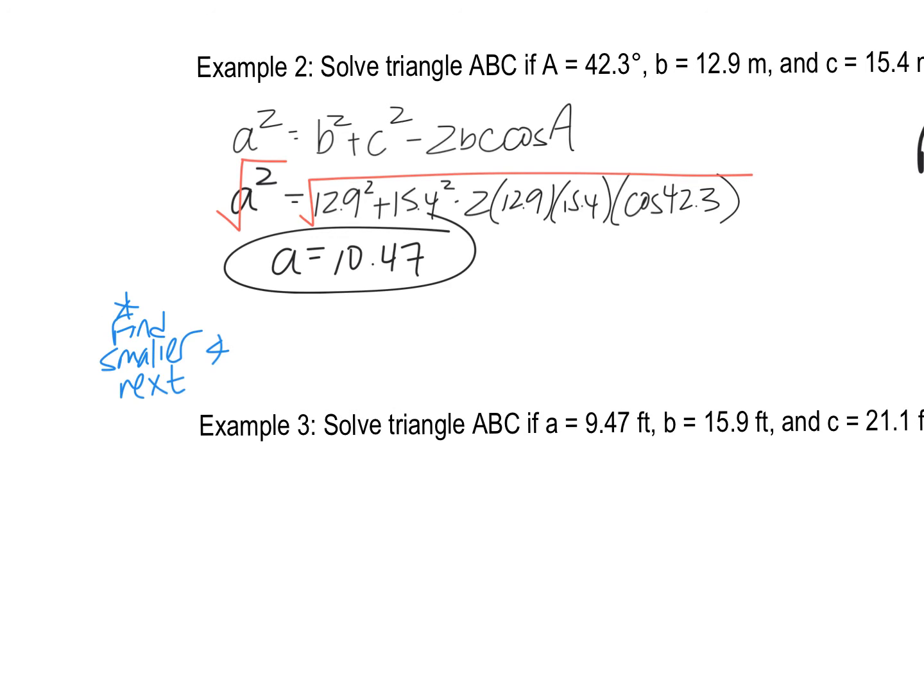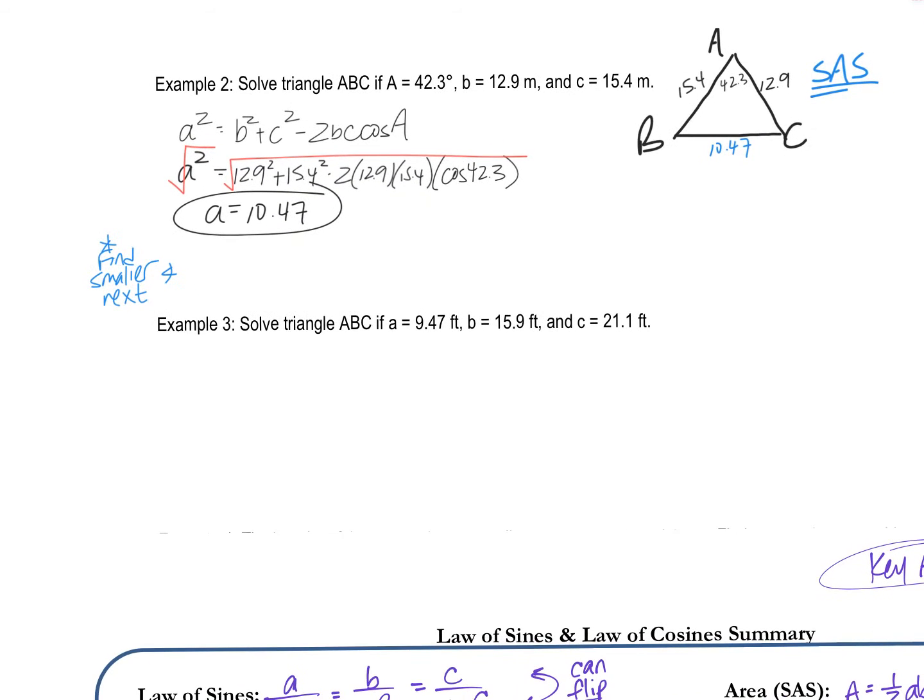When I'm doing an SAS triangle, the way that I remember it is smaller angle second. After you find the first side, the next thing has to be the smaller angle. So you can look at the side lengths. This is our longest side of the triangle, and that means that angle C is the biggest. This is the smallest side, and this is the smallest angle, but 12.9 is the medium, the middle, and that means that angle B is smaller than angle C, which means I need to find angle B next.